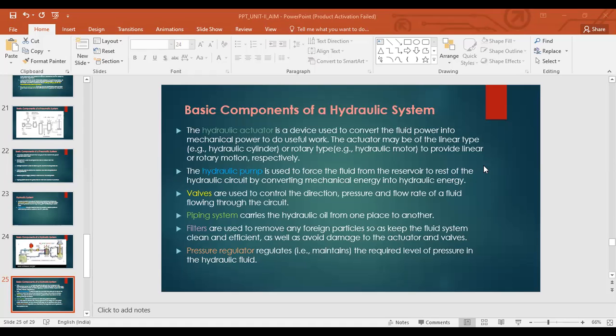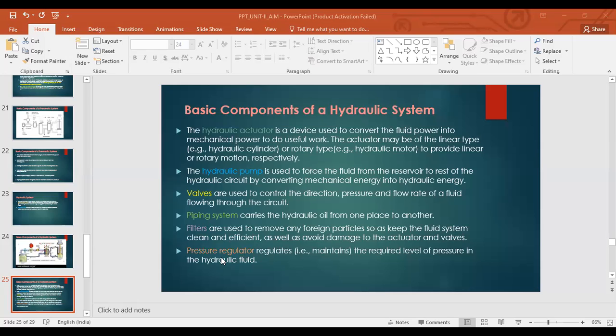Filters are used to remove any foreign particles so as to keep the fluid system clean and efficient, as well as avoid damage to the actuator and valves, because this fluid will be going into those valves and will be in contact with them. So there are even properties that are required for that pressurized fluid: it has to have non-corrosive behavior, and it should not be toxic, etc. Because if it leaks to the environment, workers in the industry will be in contact with it, so it should be non-toxic, non-corrosive. On top of that, you have the filters to make sure that you don't have any foreign particles.